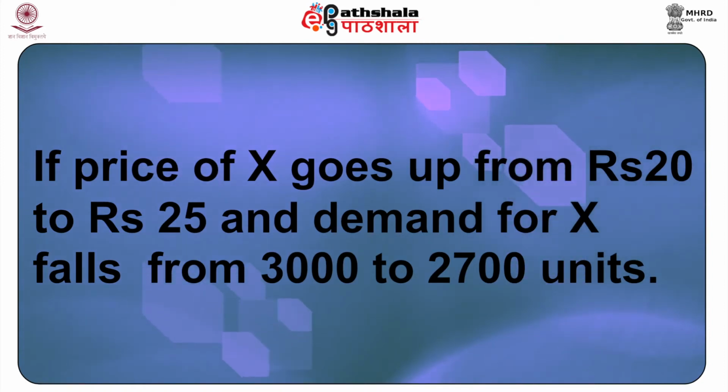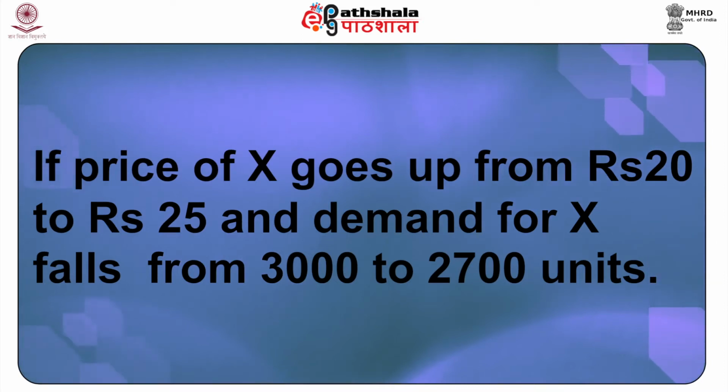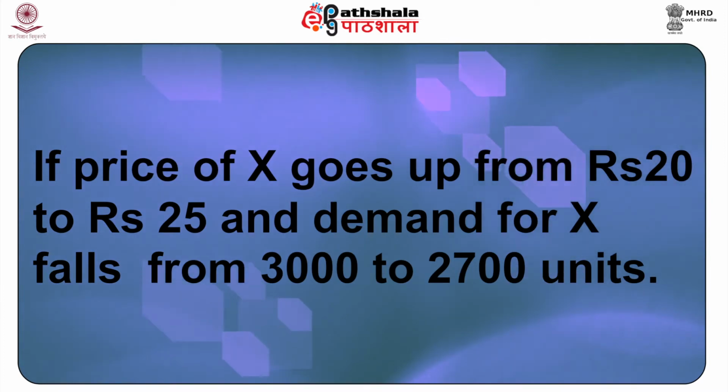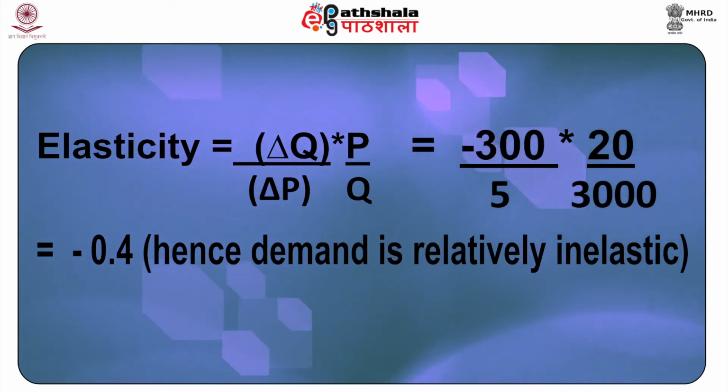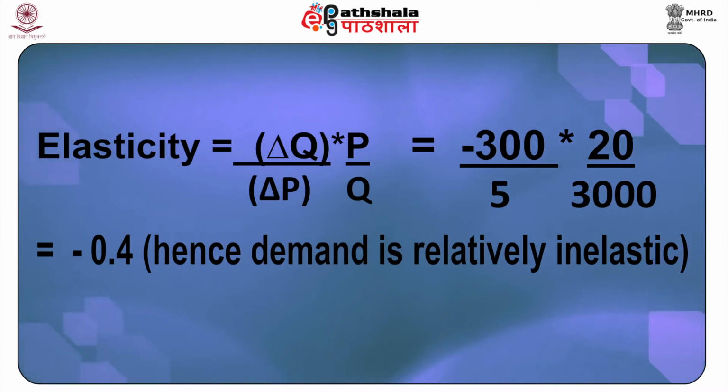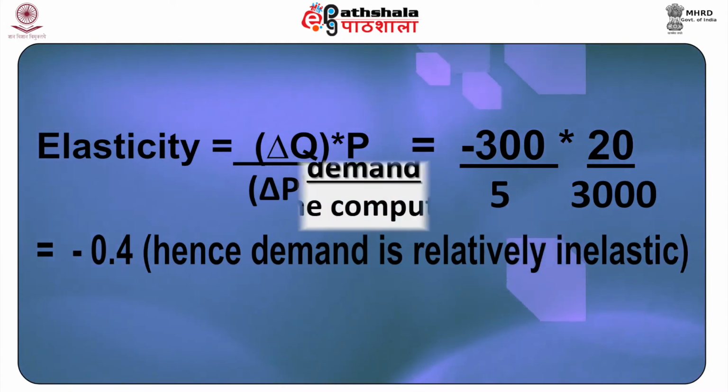If the price of X goes up from rupees 20 to 25 and the demand for X falls from 3000 to 2700 units, then the elasticity may be computed as follows. The change in quantity is minus 300, the change in price is 5, the original price is 20 and the original quantity is 3000. Plugging these values in this formula, we get elasticity as minus 0.4.